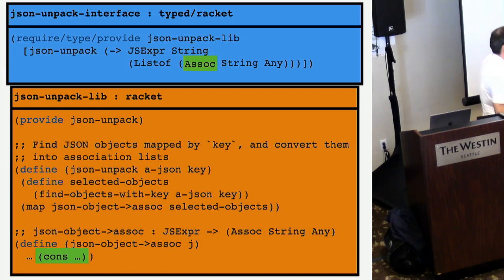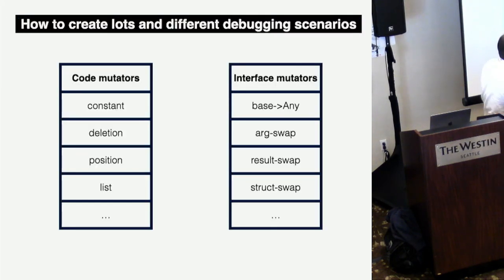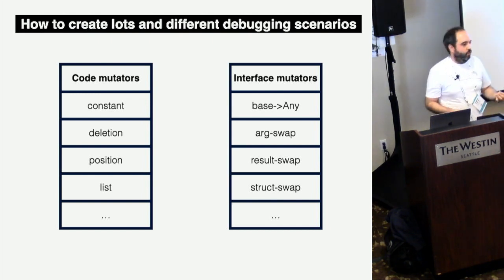We can say, oh, okay, the original program had association lists everywhere, and this should be the correct type. So if we want to create a discrepancy, what we can do is change the type. And this introduces a second type of mutations that we call type interface mutations. So basically, by working with the grammar of the program and the grammar of types, we get different simple rewriting rules that we can apply to inject bugs into our program.